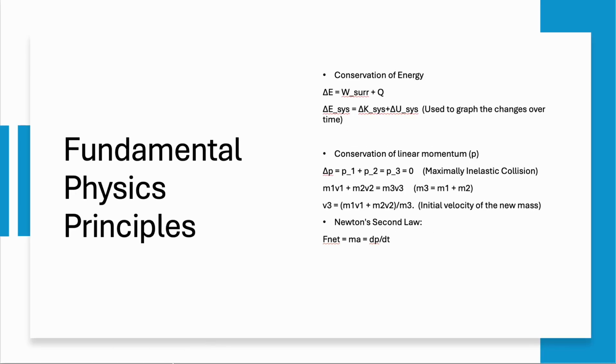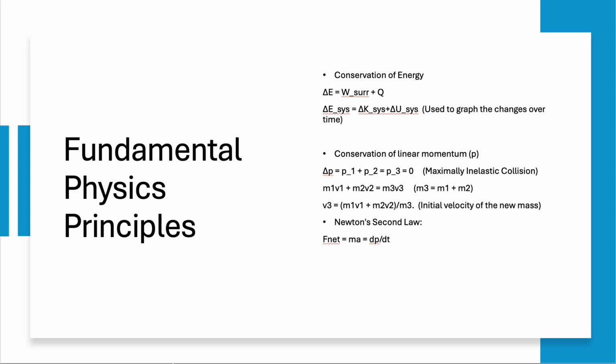So, the fundamental physics principles were the conservation of energy, delta E equals the work done by surroundings plus the heat transfer Q. We applied this using the change in energy of the system is equal to the change in kinetic energy of the system plus the change in gravitational potential energy of the system. And we used that to graph the energy changes over time of the different systems.